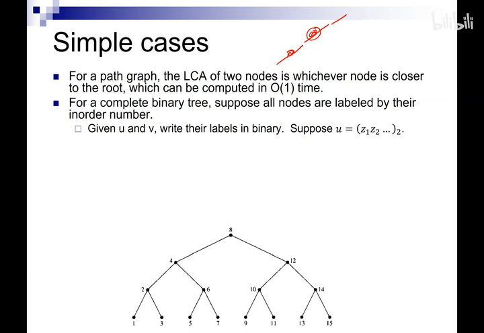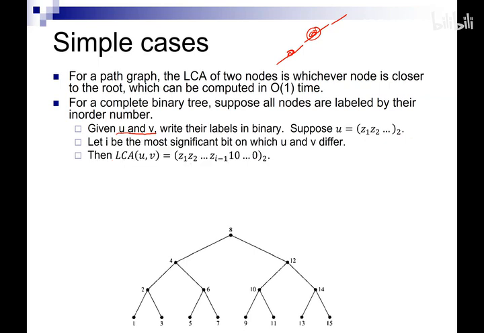And okay, so once we have this, in order to compute LCAs, suppose you want to compute the LCA of U and V. First of all, we're going to write their labels in binary. Let's say that U is going to be written like this in binary, and V is going to be written in the same way. Okay. And now U and V are going to differ in some bit. Let's let I be the most significant bit in which they differ.